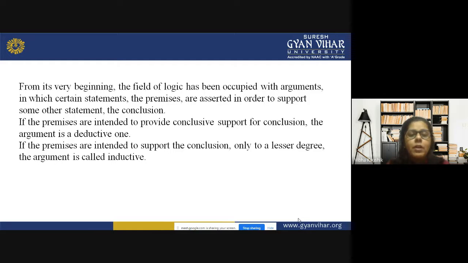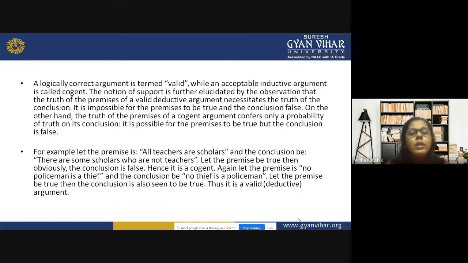If the premises are intended to provide conclusive support for the conclusion, the argument is a deductive one. If the premises are intended to support the conclusion only to a lesser degree, the argument is called inductive. A logically correct argument is one done well, where there are reasons, and on the basis of those reasons, if we get the result, we term it as valid.